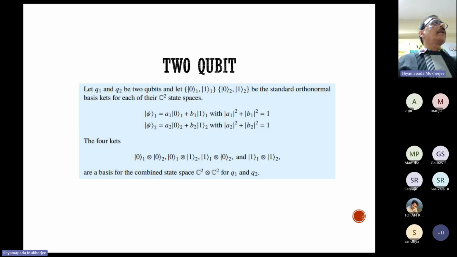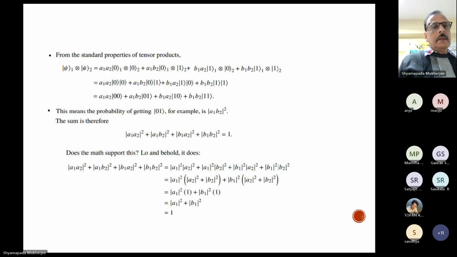I have a single qubit state. What is the representation? Alpha 0 plus beta 1. But for a 2 qubit state, I have something like this. I shall tell you the exact formula. You see here, psi 1 tensor psi 2 is equal to A1 A2 |00> plus A1 B2 |01> plus B1 A2 |10> plus B1 B2 |11>. So ultimately I have the 2 qubit state. 2 qubits can be represented by a mathematical formula like this, which is obtained through the tensor product of 2 single qubit states.